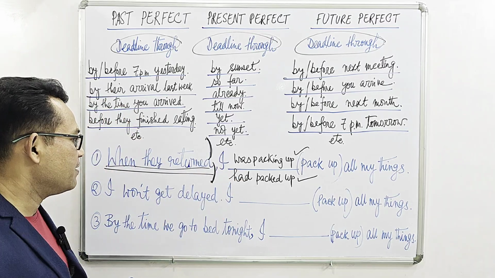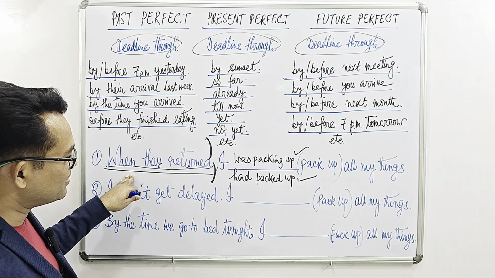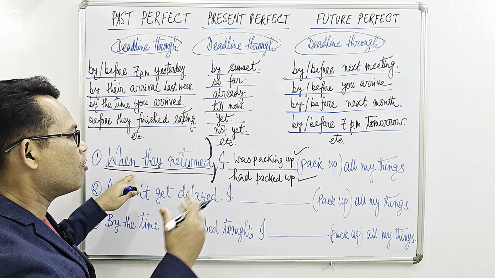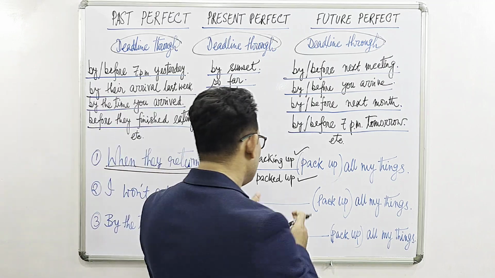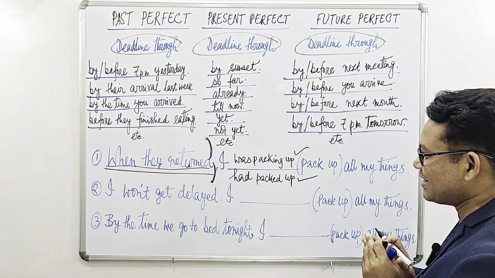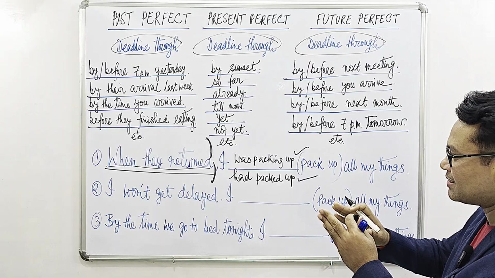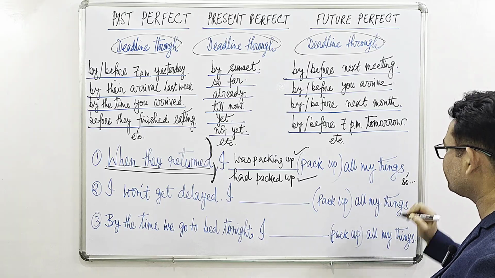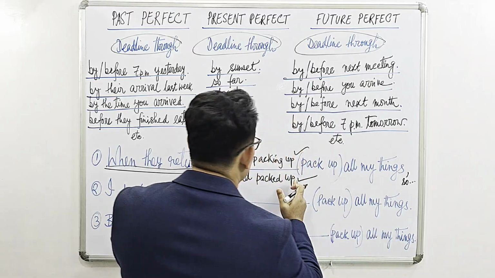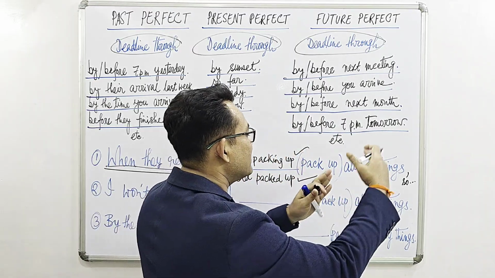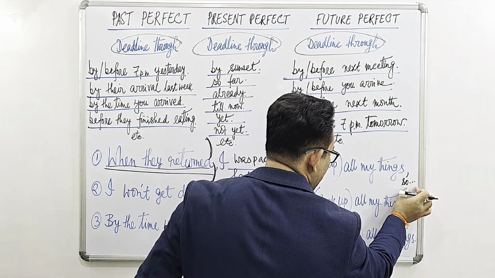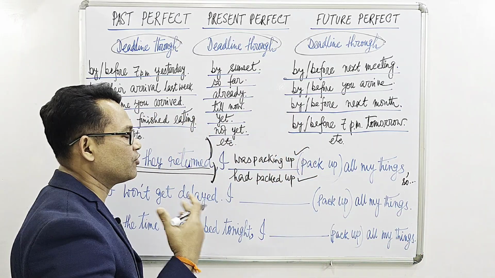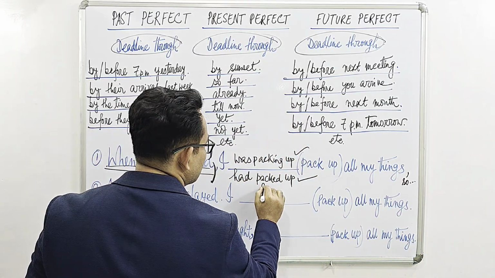Okay, so finally the sentence is, when they returned, I had packed up all my things, or I had already packed up all my things. Now this past perfect then indicating some sort of cause or reason. Therefore we can say, since this happened, I did something else. So the action that took place after that can be taken as sort of an effect. This one is the reason.